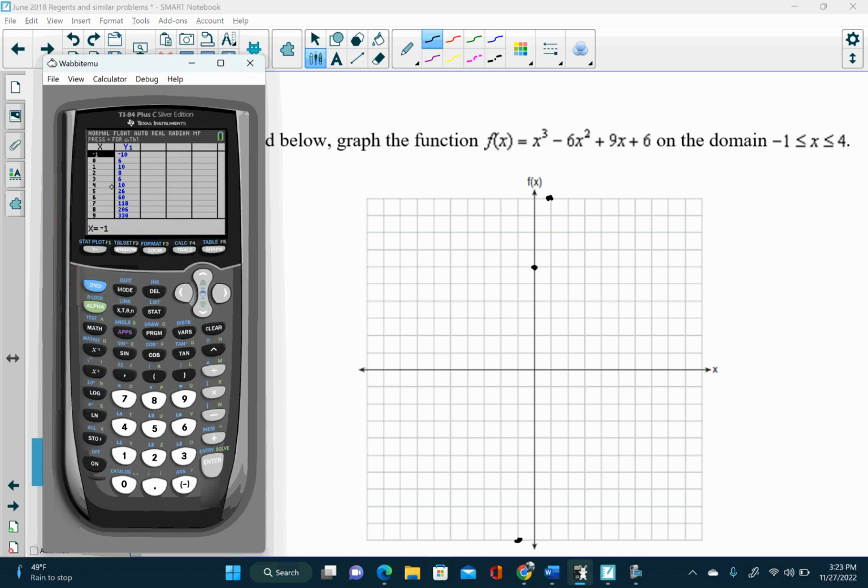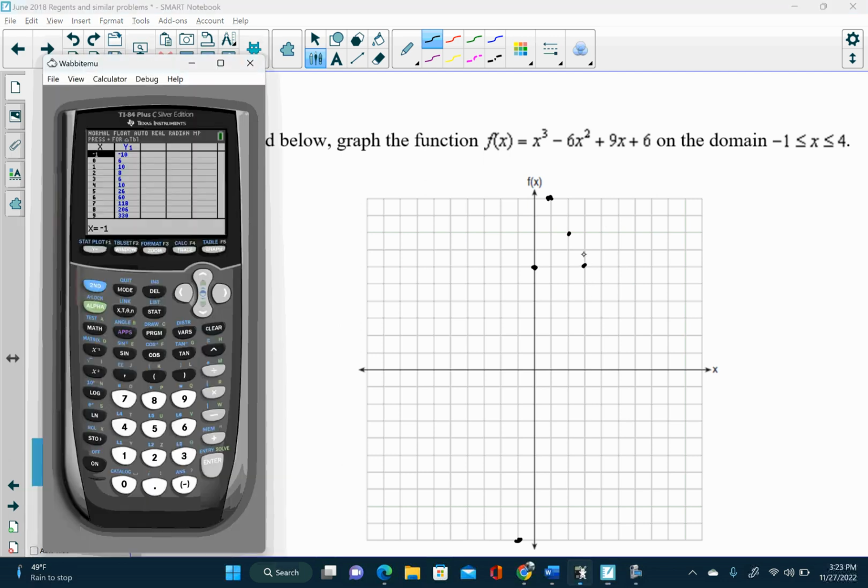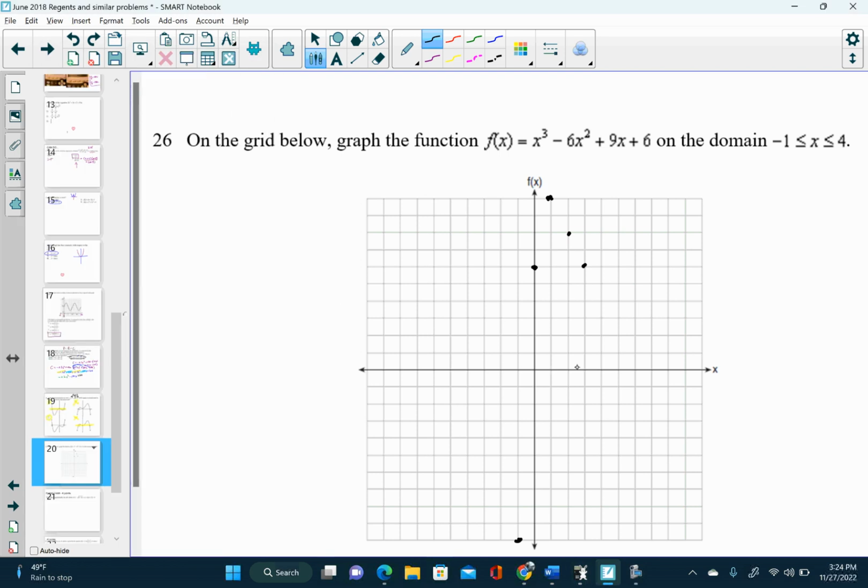2, 8, 3, 6. So 2, 8, 3, 6. 1, 2, 3, 4, 5, 6. And the last one is 4, 10. So 1, 2, 3, 4, 10. Okay. So it looks like it does something like this.